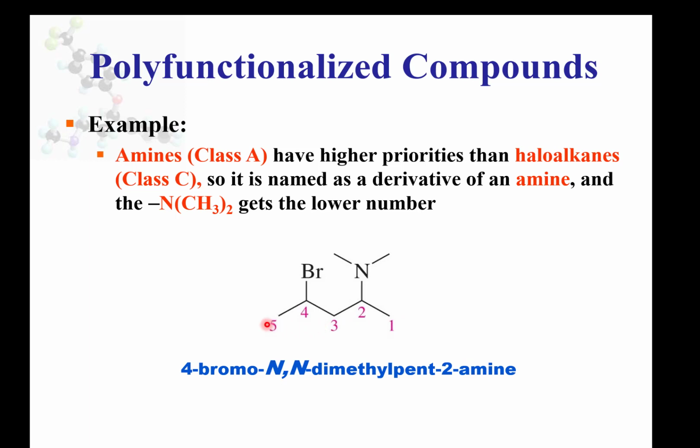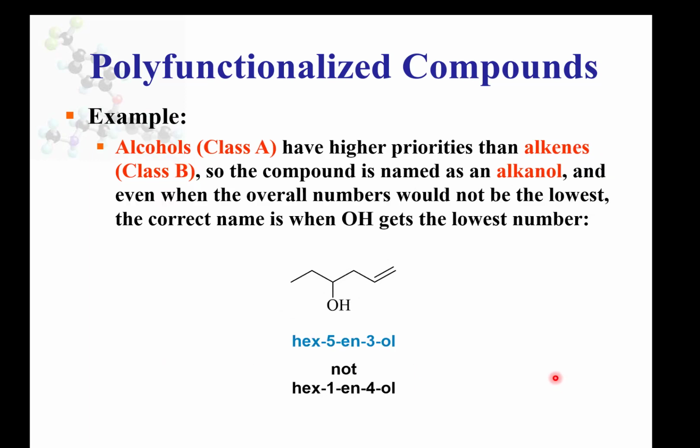Now, we number the chain so that it has the lowest numbers assigned to this amine functional group. That means it's 1, 2, 3, 4, 5, giving number 2 to the amine group. So that's why it's a pent-2-amine. We name the rest of the amine N,N-dimethyl pentamine. And finally, we also add the 4-bromo group. 4-bromo-N,N-dimethyl pent-2-amine.